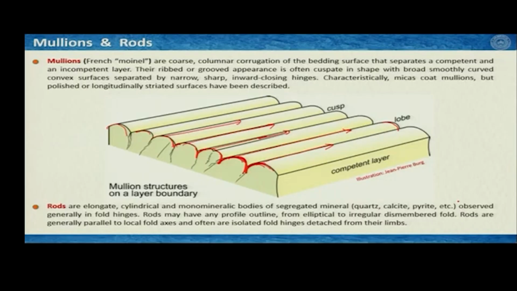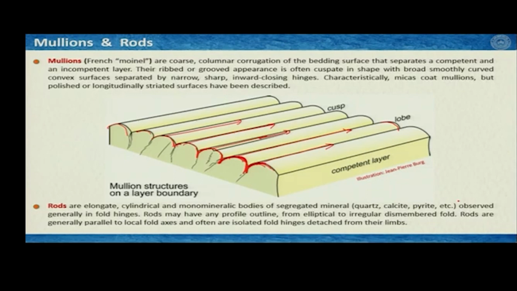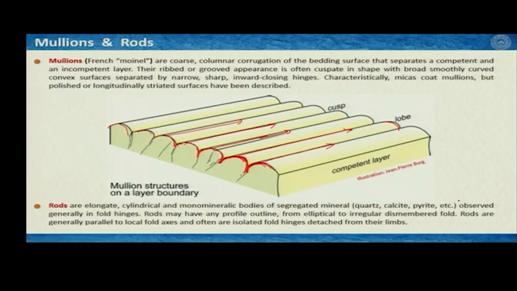highly dissolved, and these are generally observed in the hinges of the folds. And rods may have some sort of profile outline from elliptical to irregular features within the fold, and they generally are parallel to the local fold axis, their orientations, and they often are isolated fold hinges detached from their limbs.